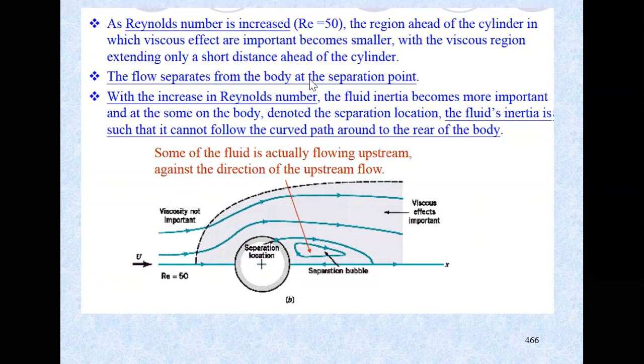The flow separates from the body at its separation point. The separation point can vary. For example, in our case, you have at this point the fluid streamline separate from the wall. It's because at the high Reynolds number, the inertia is important. So because of that, the flow inertia will cause the streamline to separate. It cannot follow the curved path around to the rear of the body.